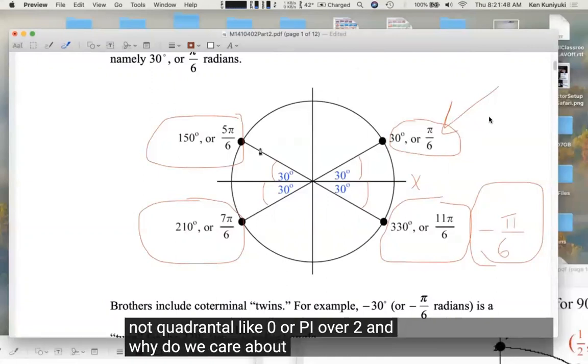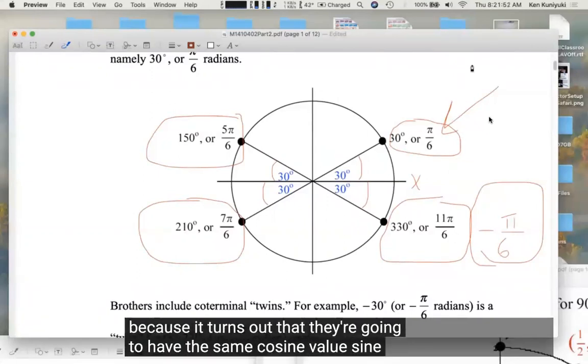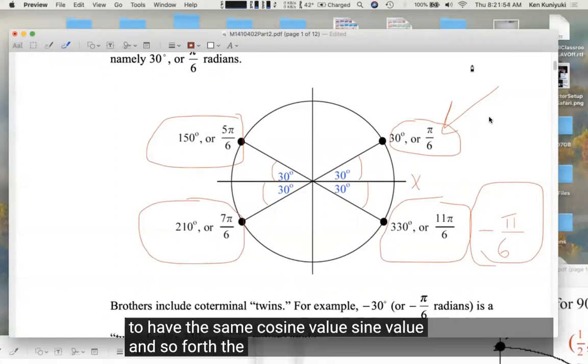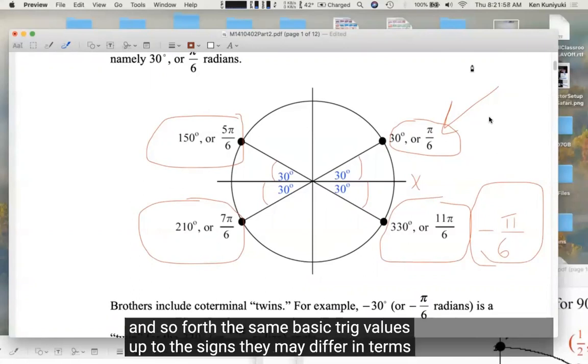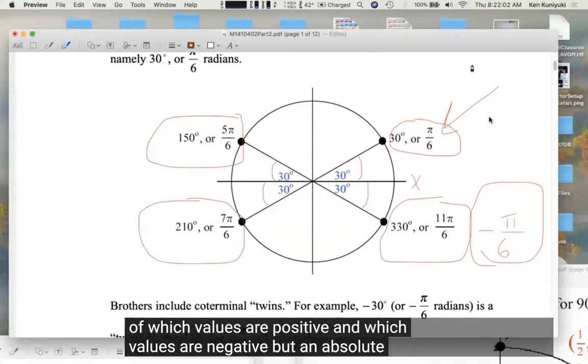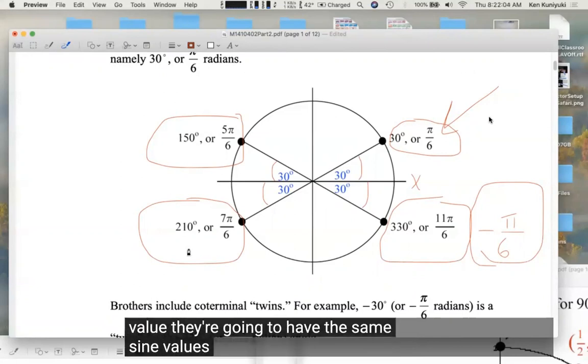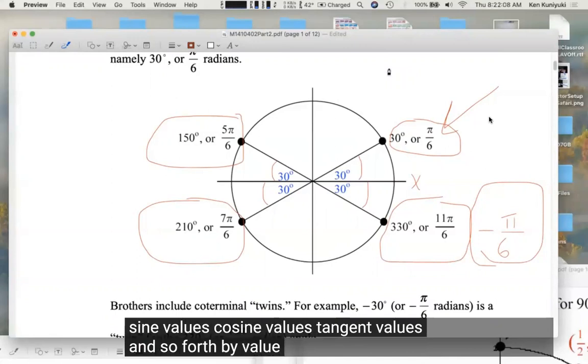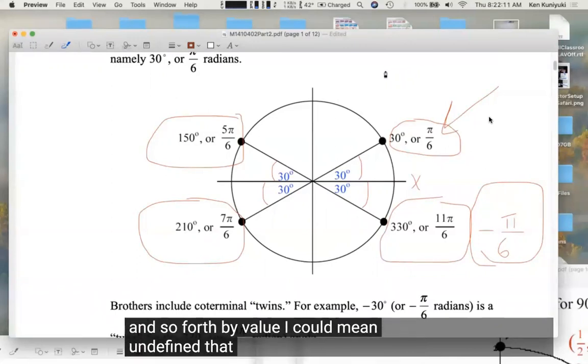And why do we care about these brothers? Because it turns out that they're going to have the same cosine value, sine value, and so forth, the same basic trig values up to the signs. They may differ in terms of which values are positive and which values are negative. But in absolute value, they're going to have the same sine values, cosine values, tangent values, and so forth. By value, I could mean undefined. That could be the case for the quadrantal angles.